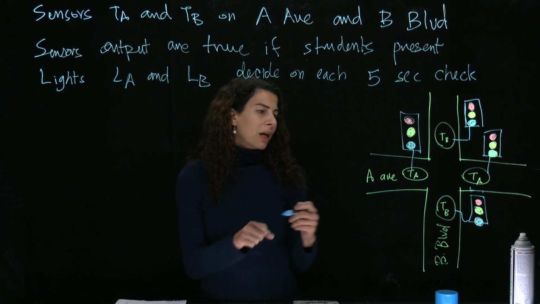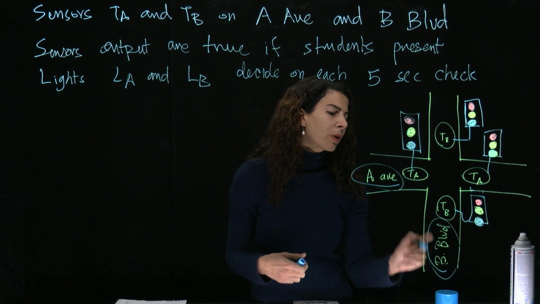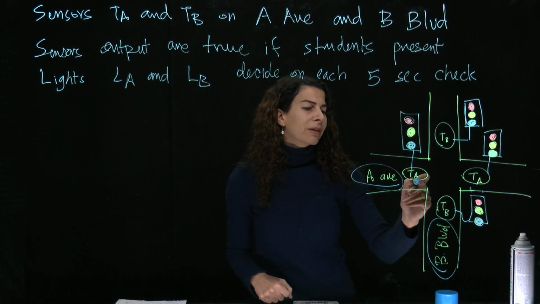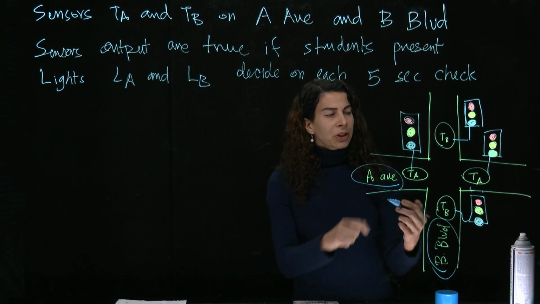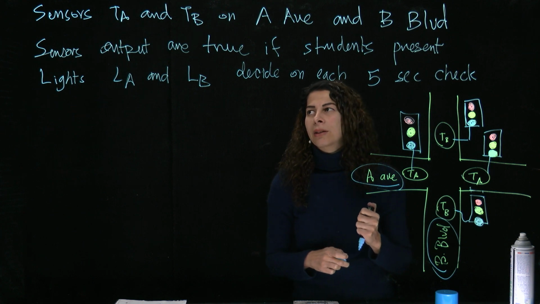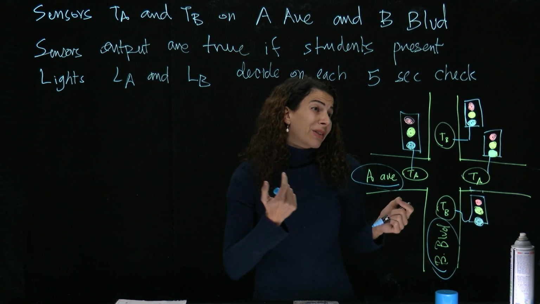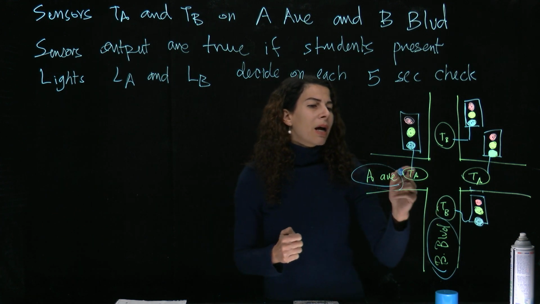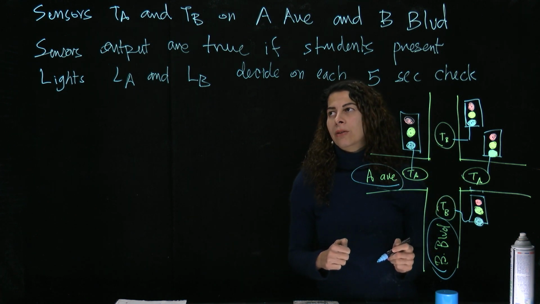We have an intersection of A Avenue and B Boulevard, and we have sensors on these intersections. Let's call the sensors on this one TA, the other one TB, and each of the sensors is connected to the traffic light on these avenues. The system is going to have a clock, and every 5 seconds, every clock tick of this controller system, it is going to probe these sensors and see what is happening in the sensors.